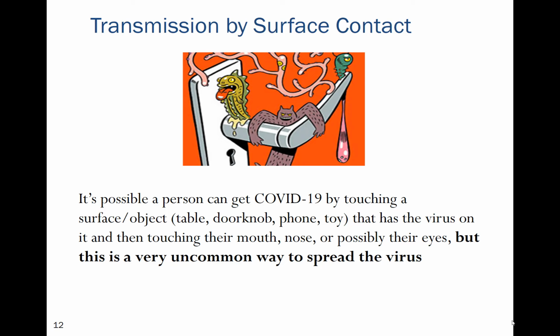In terms of transmission by surface contact, this is very, very uncommon. It is possible that a person can get COVID-19 by touching a surface, such as a table, a doorknob, a phone, a toy, that has the virus on it, and then touching their mouth, nose, or possibly their eyes. But this appears in real life to be a very uncommon way to spread the infection. So in experimental models, you can grow the virus for a number of hours or days, but in real life practice, this appears a very, very uncommon way of spreading the virus.